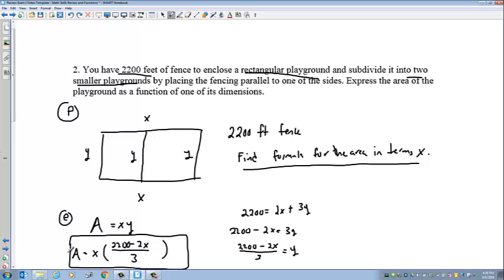And so the idea of a function is if you plug a value in for x, say 10 in for x, meaning that the length of this playground is 10 feet, which is not very big, then you could get out what your area would be for that playground. A more realistic number for x might be 100 feet. And so if you plug 100 in for x and 100 for x, and then you do this multiplication, you get out the area for the playground. So we have now written the area as a function of one of its dimensions, basically its horizontal dimension.